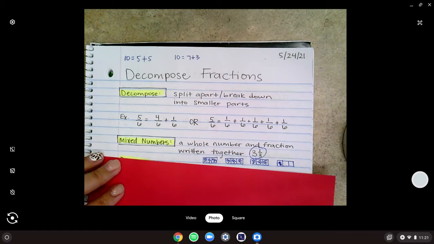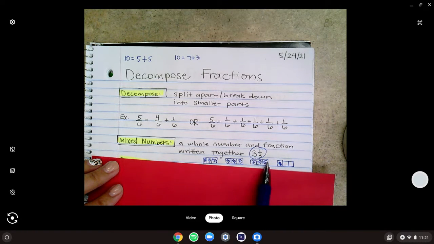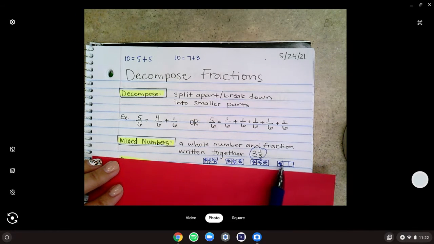But sometimes we have these numbers called mixed numbers. That's when we have a whole number and a fraction written together, like 3 and 1/3. What this means is I am using thirds to make 3 wholes and 1/3. So I started with a group of thirds, and I knew, I had 1 whole, 2 wholes, 3 wholes, but they're split into thirds. Then on this last one, I only have 1/3. So then I have 3 and 1/3.